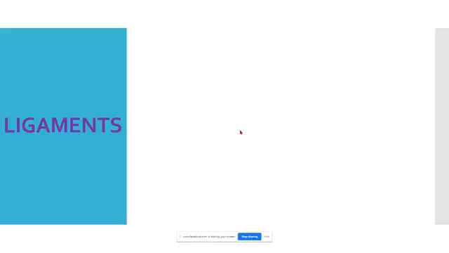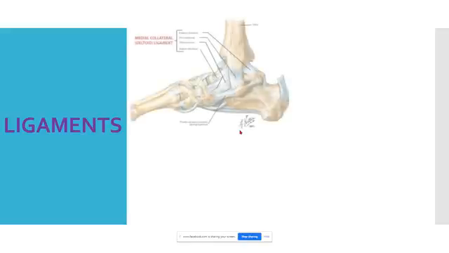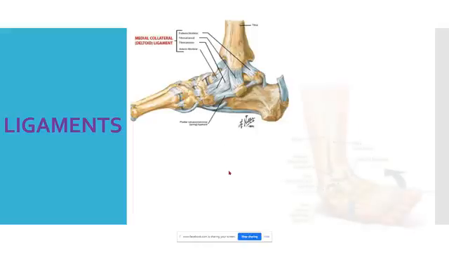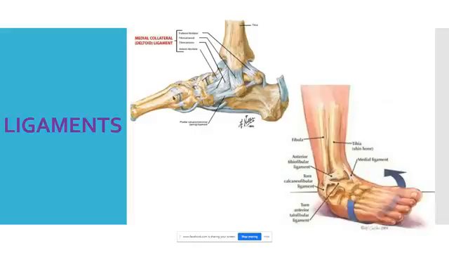Next we'll talk about ligaments. Because there are so many little bones and things going on, there are a lot of ligaments required to hold everything together. Again, we're not going to get very detailed here. We don't want to bore you with all the names of all the teeny little ligaments, but just so you understand, there's a lot of things going on here.